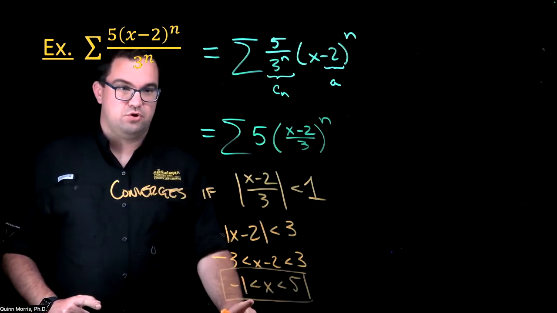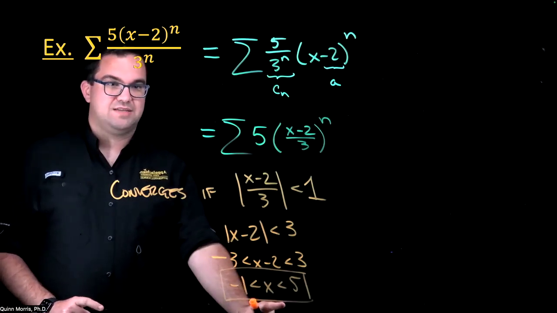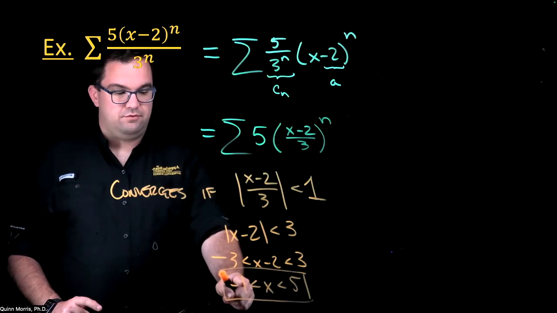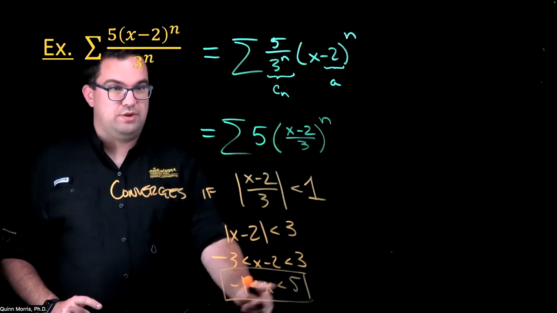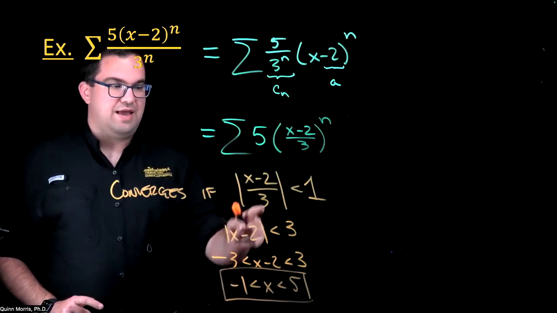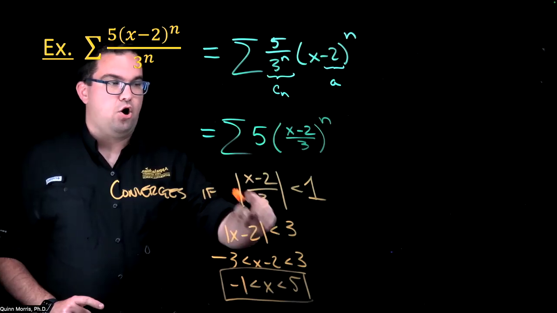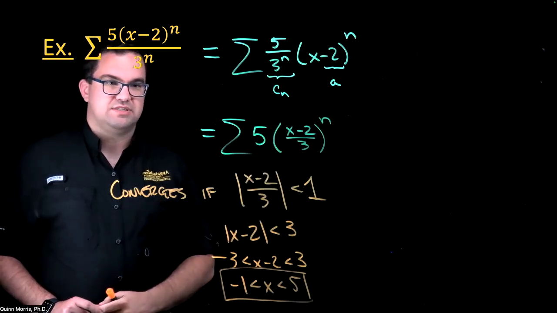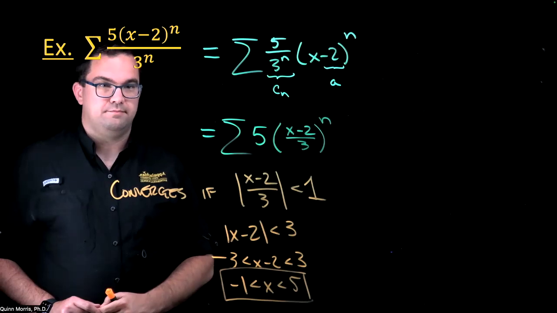Why? Because I've shown that the range of values strictly between -1 and 5 are the x values that will make my r in this geometric series less than 1.